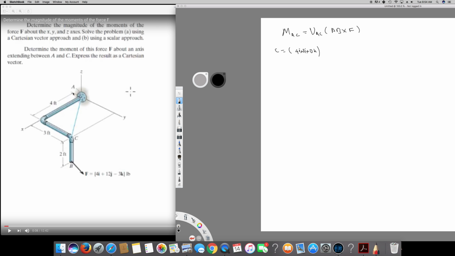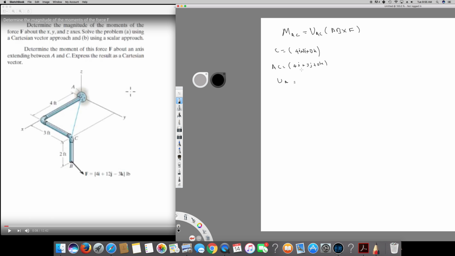And as you know, A is at the origin, so this is 0 0 0, so AC is going to be C minus A. If you deduct 0 0 0 from this number, you are still going to get the same number. So AC is going to be 4i plus 3j plus 0k. So this is my AC. Now to find the unit vector, as you know already, it's going to be just AC over the square root of this number, right?